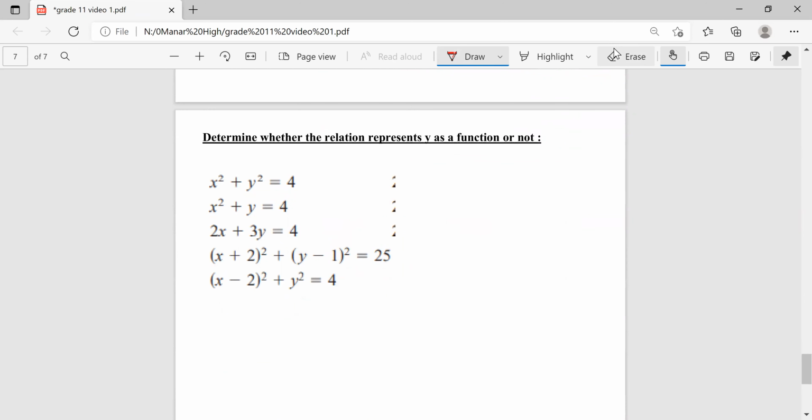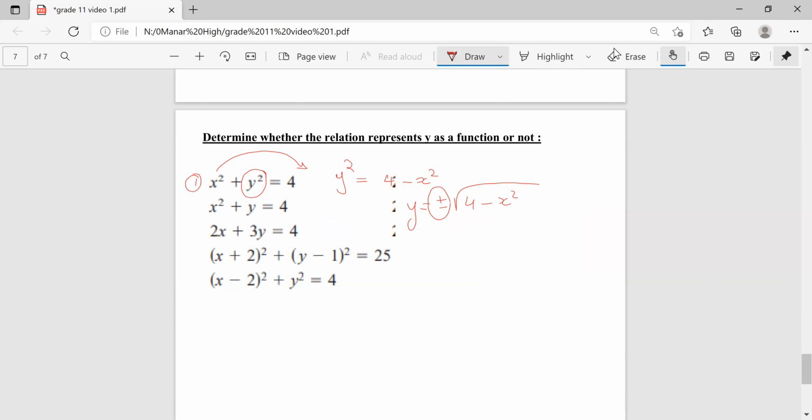If the relation is represented by an equation like this. Okay, let's see number 1. If I want to determine whether this is a function or not, I should isolate y. Come here. If I want to isolate y, this x squared will go to the other side by negative. So y squared equals 4 minus x squared. Then I want to get only y. So y will be equal positive or negative root of 4 minus x squared.